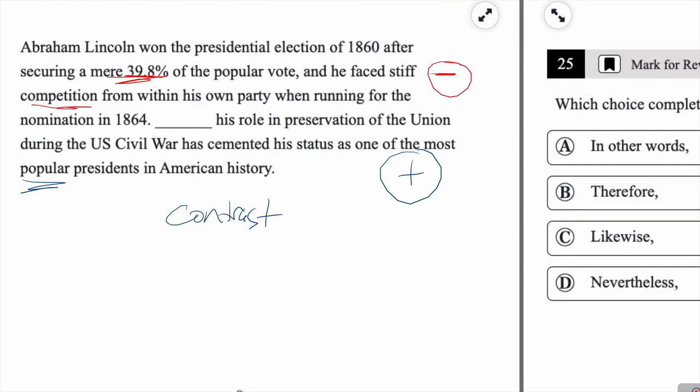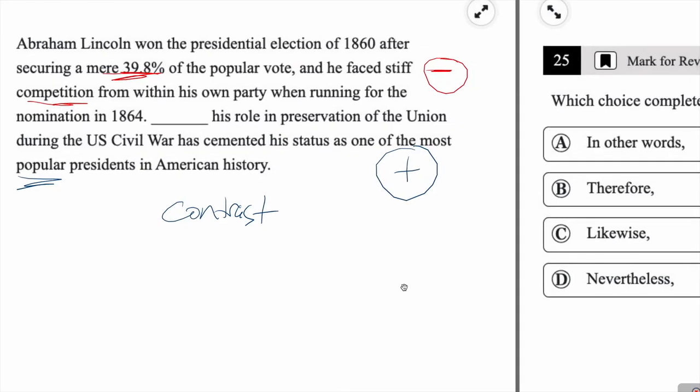And so, looking through these answer choices, in other words, so I call that a restatement sort of transition, or a transition that indicates restatement, because in other words, just like that is, indicates that they're going to restate something, usually in simpler terms. There might be a more complicated point, and then they come back and simplify it a little bit. But that's not going to work here. Therefore, drawing a conclusion, likewise pointing out a similarity, and there's our contrast word, nevertheless.